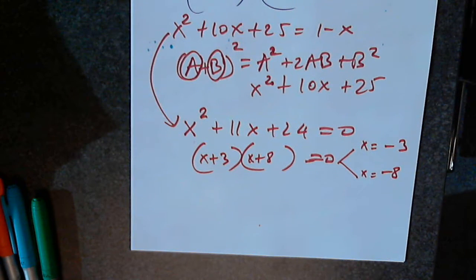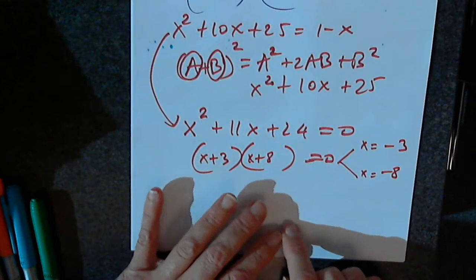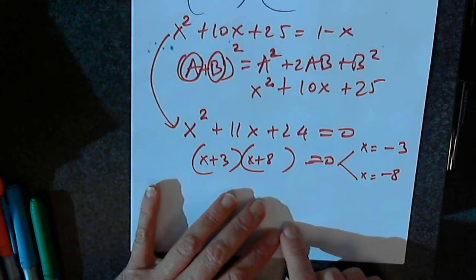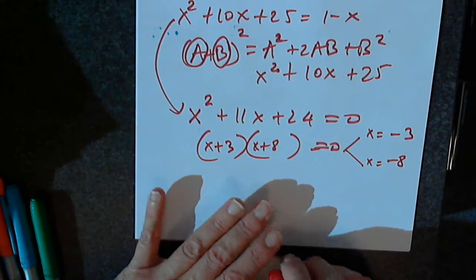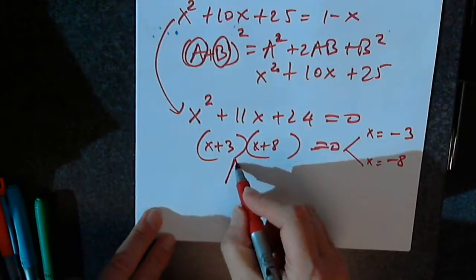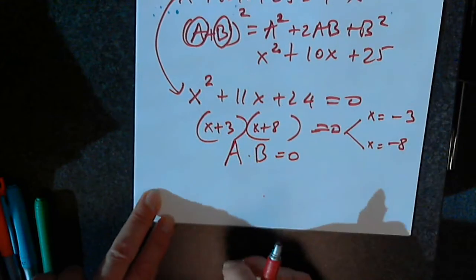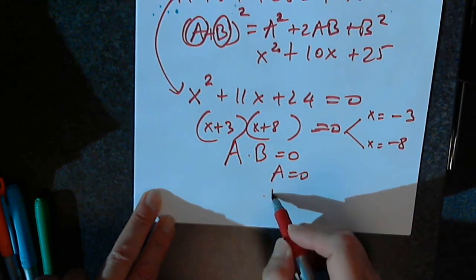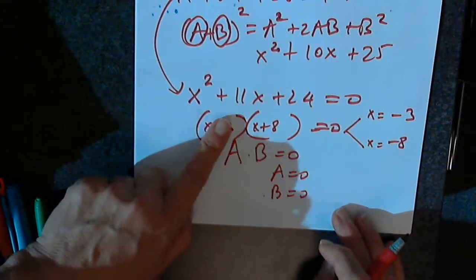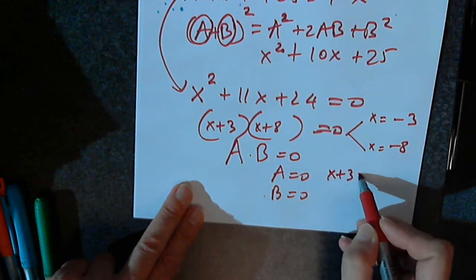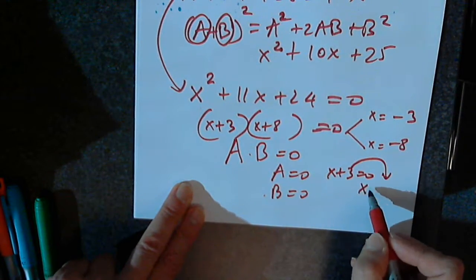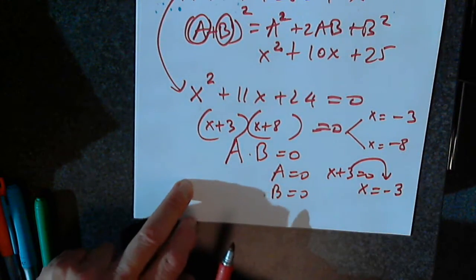How do you get to a negative now? What negative? This is x plus 3 and x plus 8 makes that x equals negative. Right. So if a product of 2 factors is 0, either a can be 0 or b can be 0. This is my first factor. X plus 3 is 0. I have to move 3 to the other side and I get x equals negative 3.